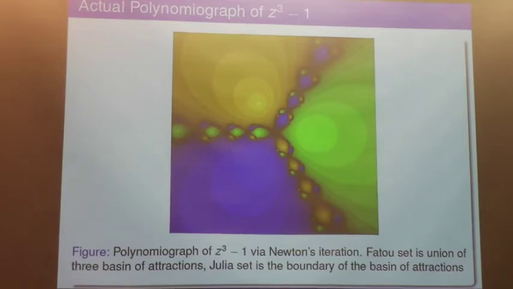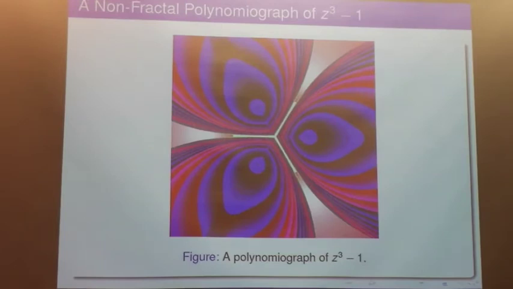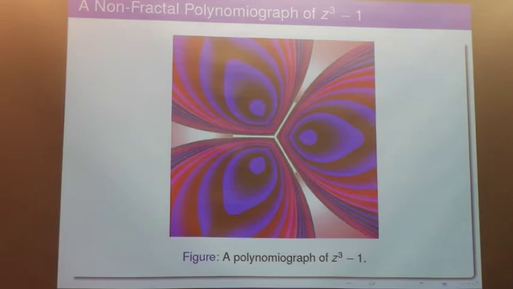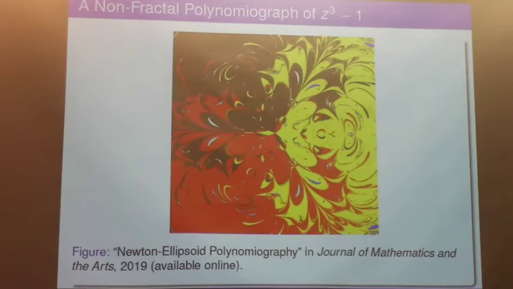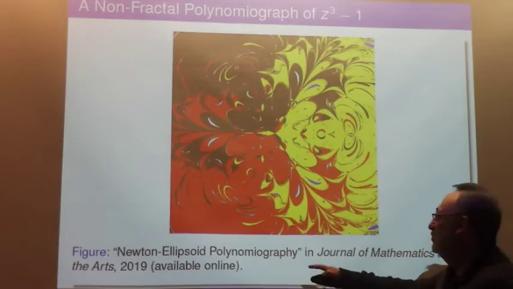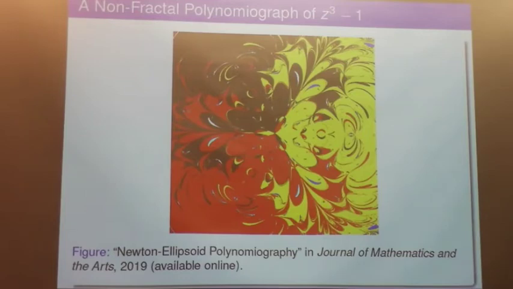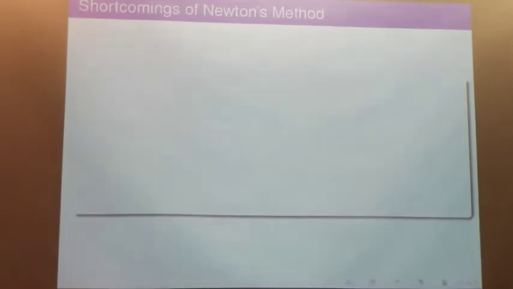I'm just giving you an example of a polynomiography which is not for the cubic, which is not fractal. Here is another non-fractal polynomiography based on a method called Newton ellipsoid polynomiography, which has appeared recently in the Journal of Mathematics and the Arts. So you can make art, and this combines two fantastic methods for optimization with Newton's method.